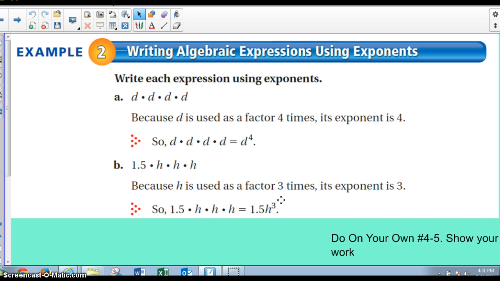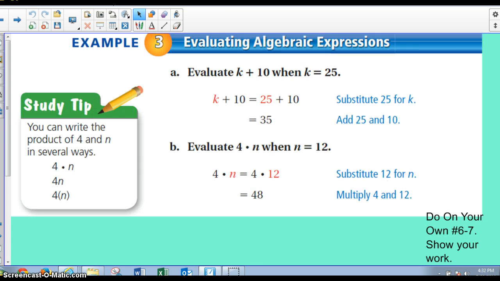Numbers 4 and 5, there's no work to show other than just giving the answers, and come back when you're done. Example 3, let's look at the study tip.